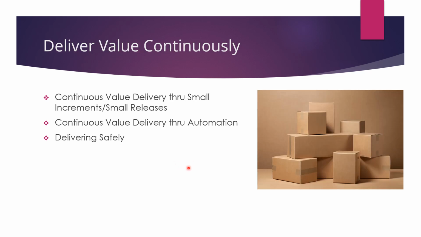Delivering value continuously. This is, I think, mentioned in the traditional agile as well. If the team has developed something and is facing issues delivering it in a continuous manner, they have to understand, automate, and focus on small releases. Continuous value delivery through small increments or small releases, and through automation wherever applicable, will help them do frequent releases, like release on demand, which is a term in DevOps. And then delivering safely, which is very important.